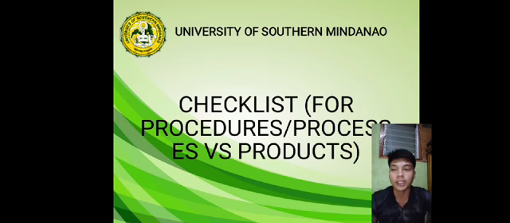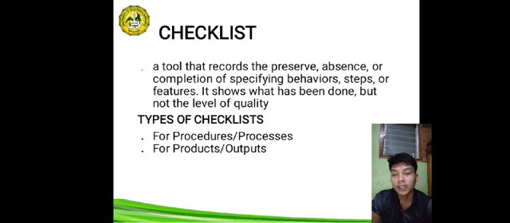Next, the checklist. Checklist for procedures or processes versus checklist for products or outputs. So what is a checklist? Checklist is a tool that records the presence, absence, or completion of specific behaviors, steps, or features. It shows what has been done but not the level of quality.